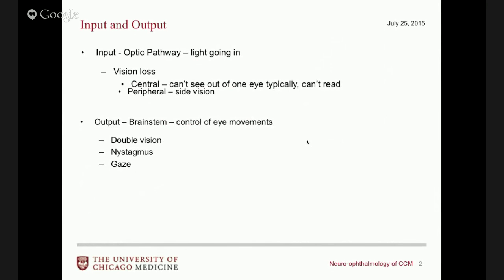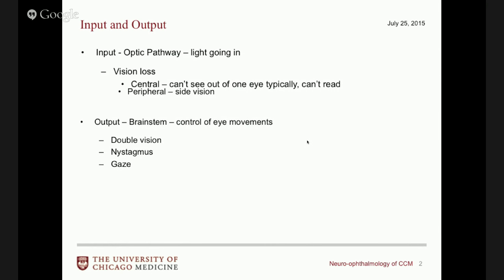And the output, where you want to look right, look left, you do that subconsciously. The center control is in the brainstem. Things start there and they go out from there. And it causes a lot of different changes. Some of it is double vision, or diplopia is what we say, and we're going to go over a more specific example of that.